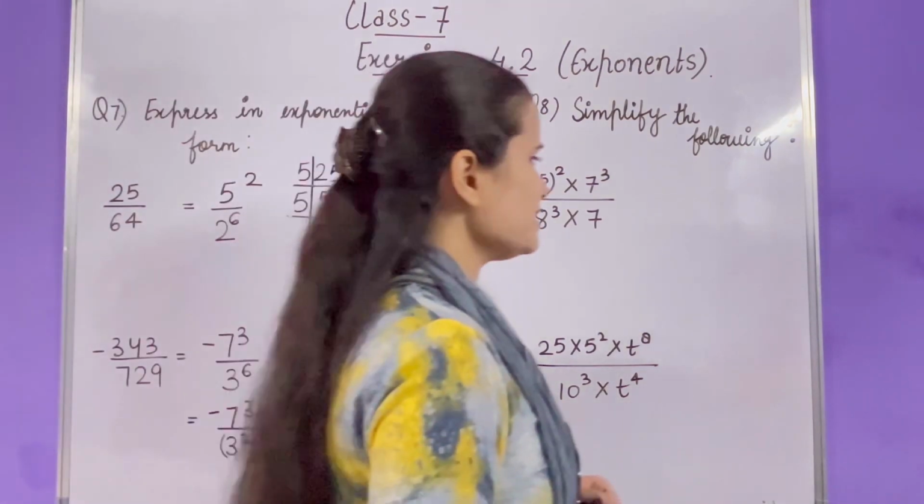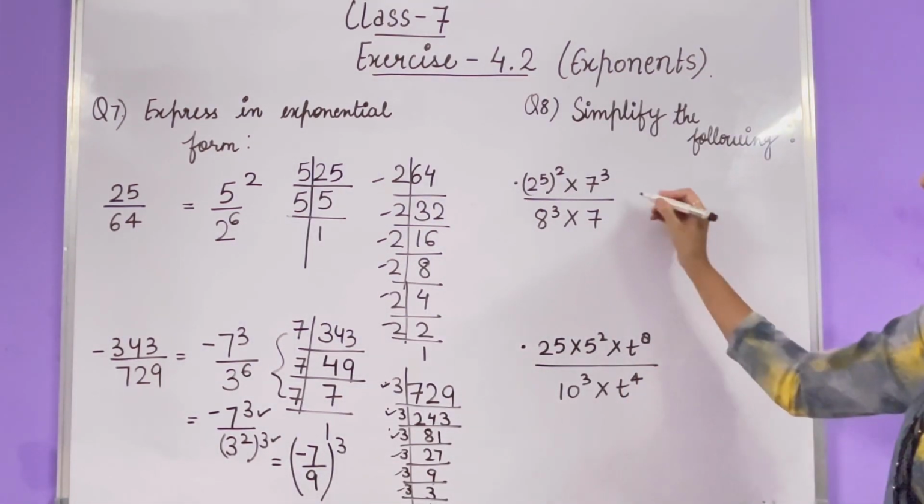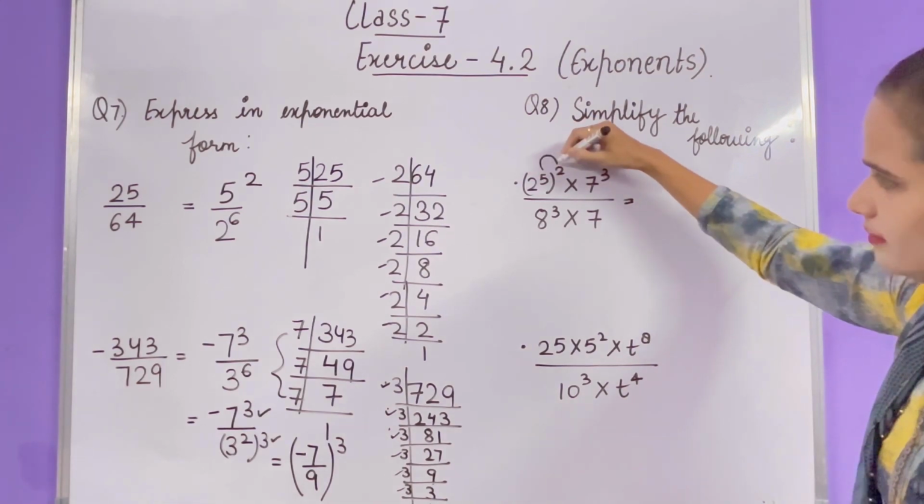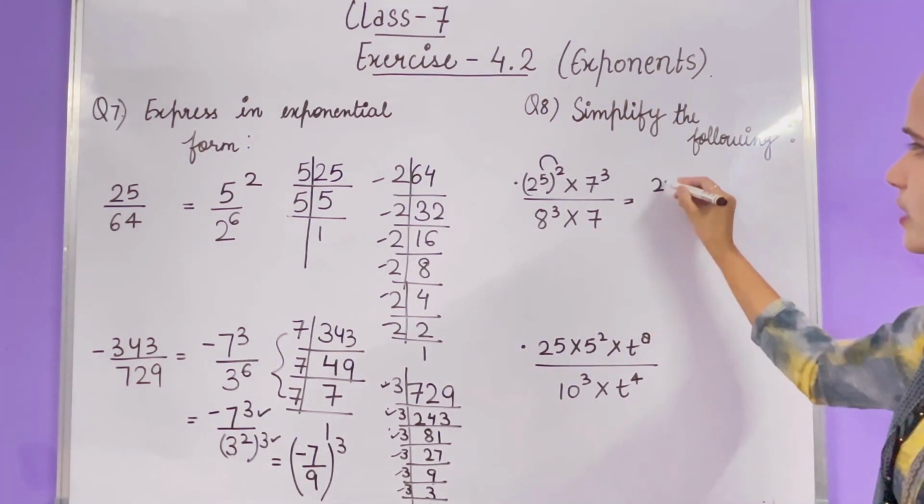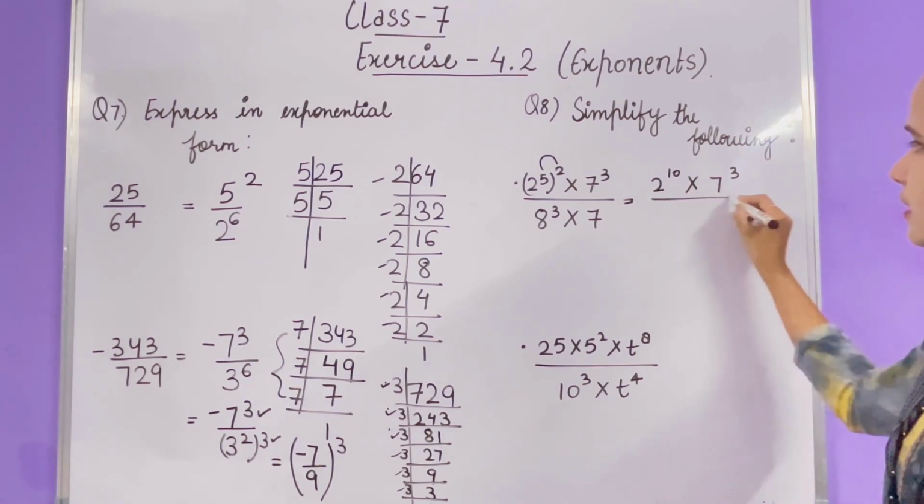Now we will come to this: simplify the following. How will we simplify this? Let's quickly do that. 5 2s are 10. So what will you write? 2 raised to the power 10, multiplied by 7 raised to the power 3.